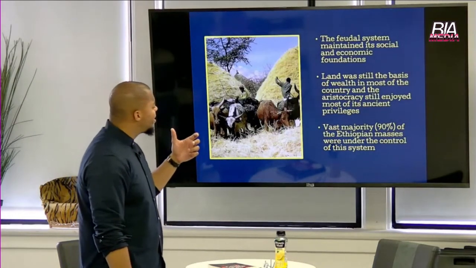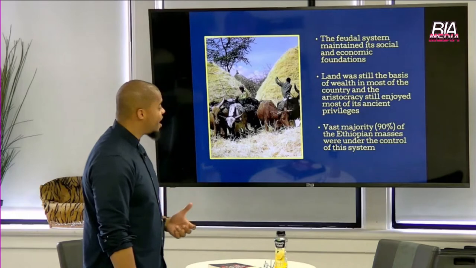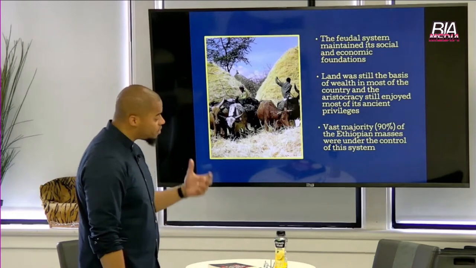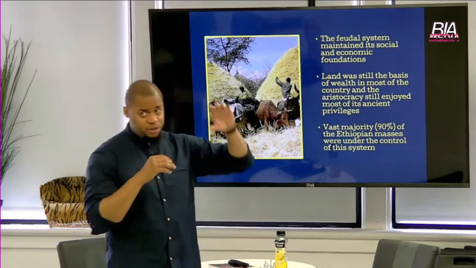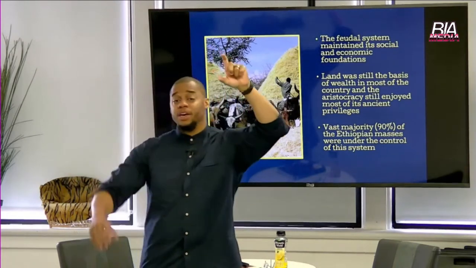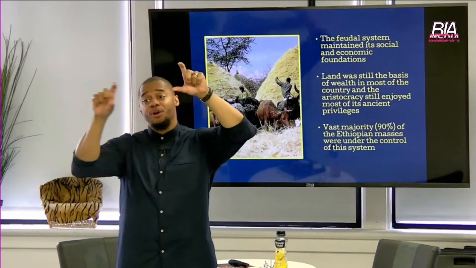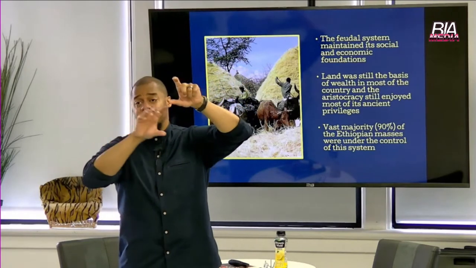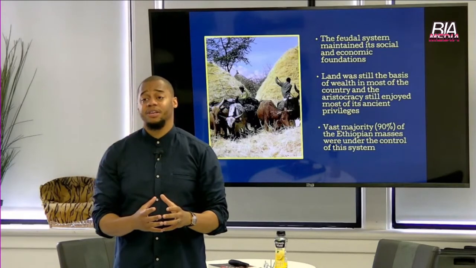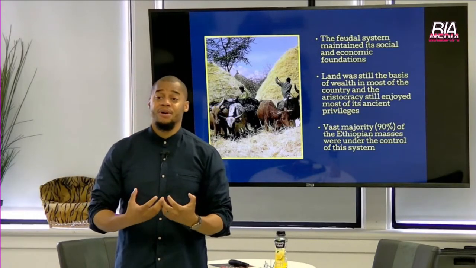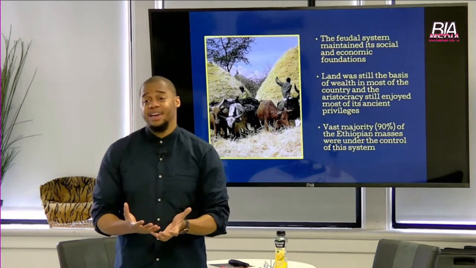The land during his time was still under a feudal system, meaning you had the emperor at the top, and then you actually had people that were royalty and governors beneath the emperor that controlled huge amounts of land. And they exploited the people that worked them. Those people didn't own the land.